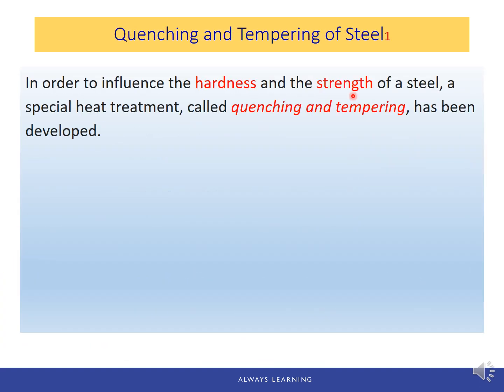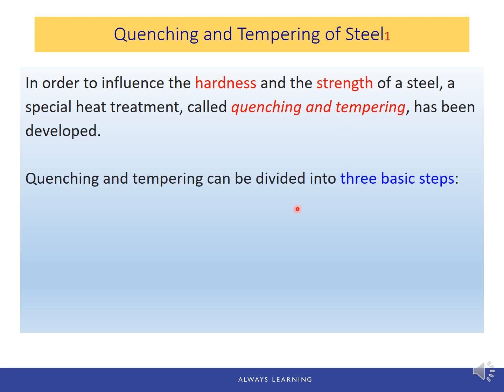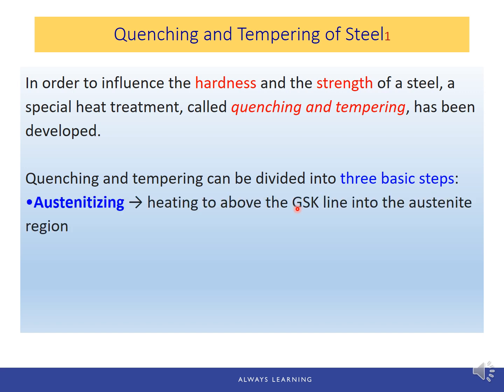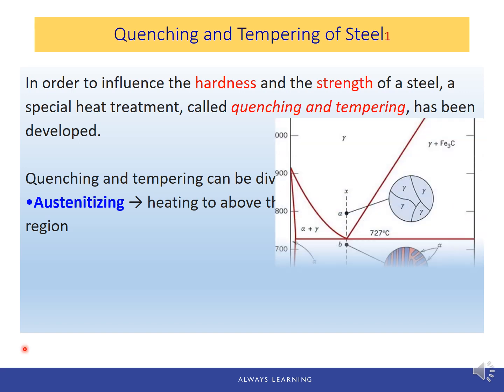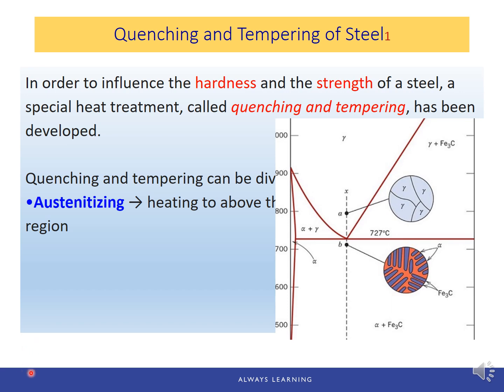In order to influence the hardness and the strength of a steel, a special heat treatment, which is called quenching, followed by tempering, has been developed. The quenching and tempering process can be divided into 3 basic steps. The first step is austenizing, which is to heat above the GSK line into the austenite region. In other words, we want to form austenite. That's the first step.